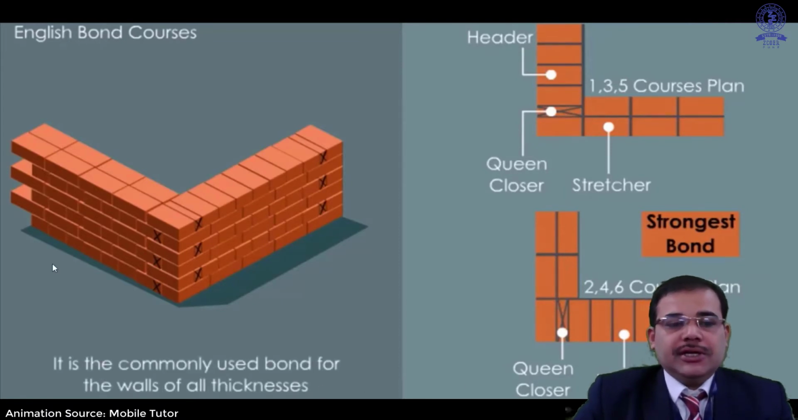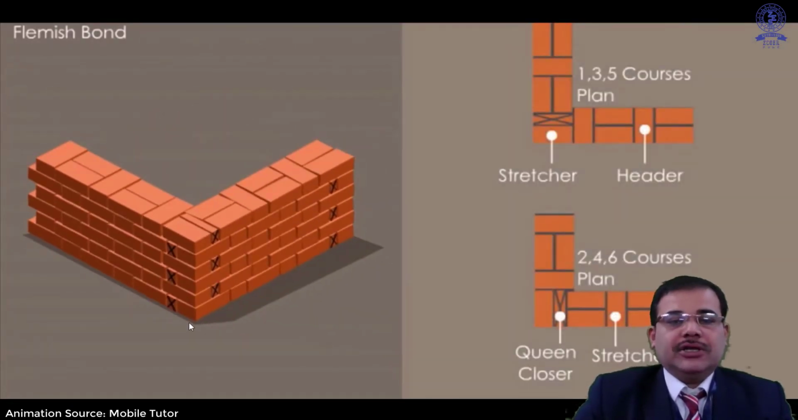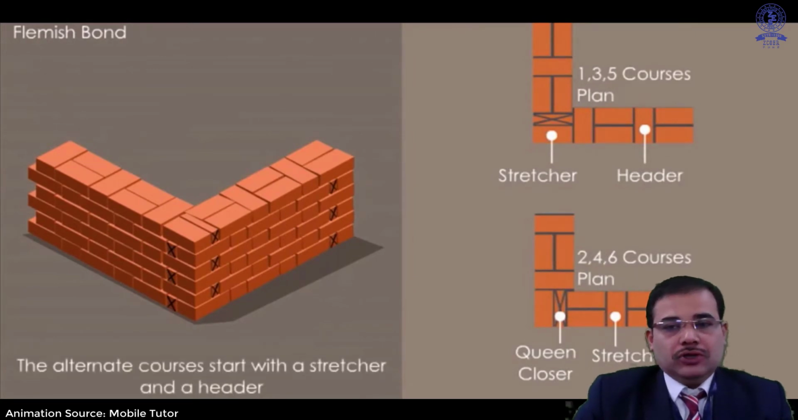So this will generate a very excellent elevation or a very excellent front side view to the building component. So if you make it as an exposed one also, it will look good. So no necessity of plastering, provided you maintain a very good kind of workmanship.